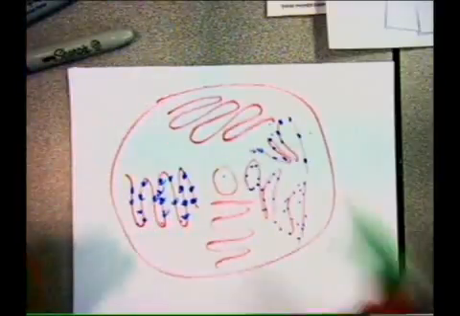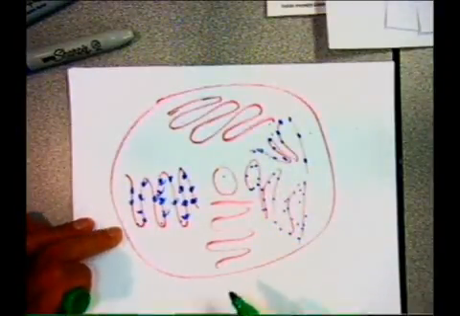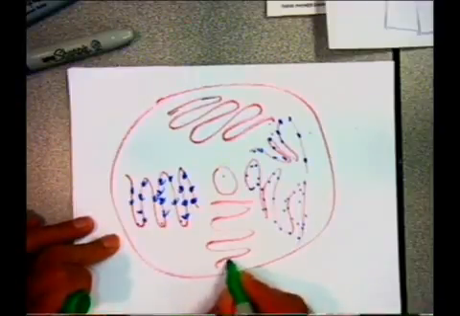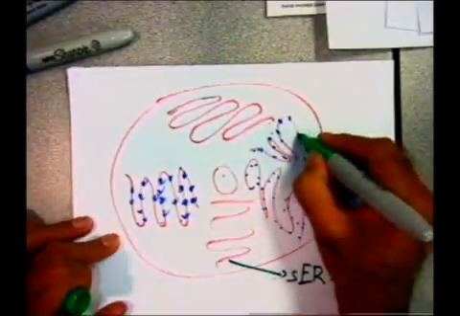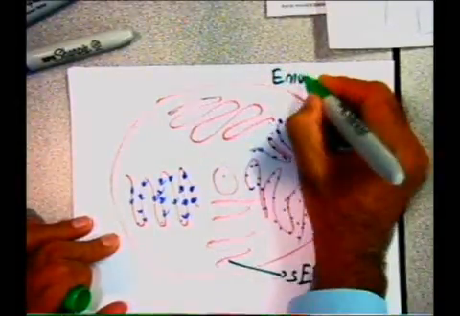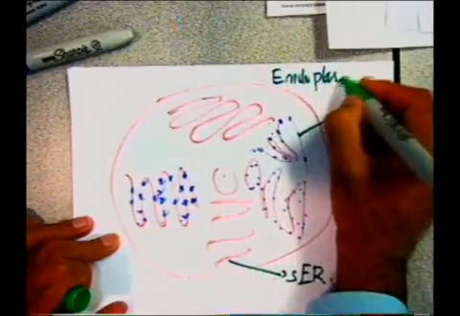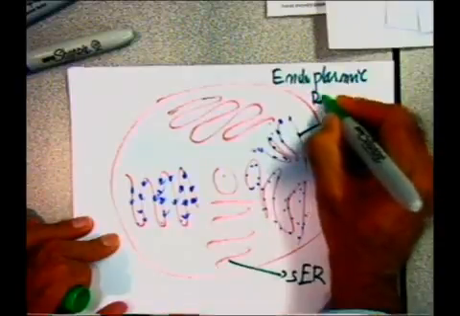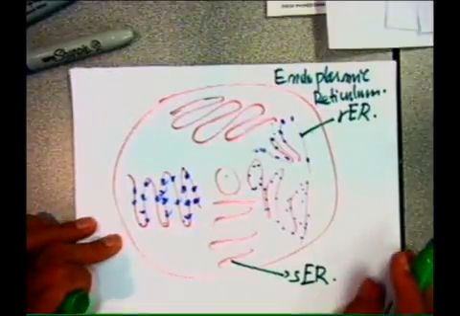Some of the other ones, like this one, are the smooth endoplasmic reticulum, SER, and these are the rough ones, the ribosome-attached endoplasmic reticulum. Our ER is called endo, E-N-D-O, plasmic, P-L-A-S-M-I-C, reticulum, R-E-T-I-C-U-L-U-M, endoplasmic reticulum.